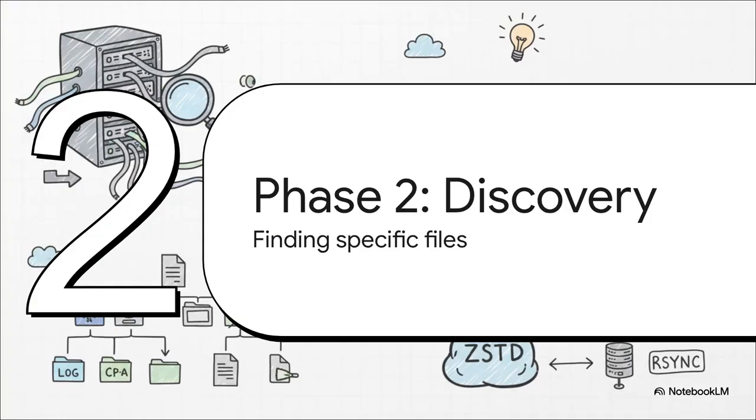All right, let's move on to phase 2, surgical discovery. Now we're finding the exact files we need. So let's say GDU just showed us that our /var/log directory is a 50 gigabyte monster. Okay, great. Now what? We need to find these specific files inside that we can actually get rid of. This is where we get surgical.